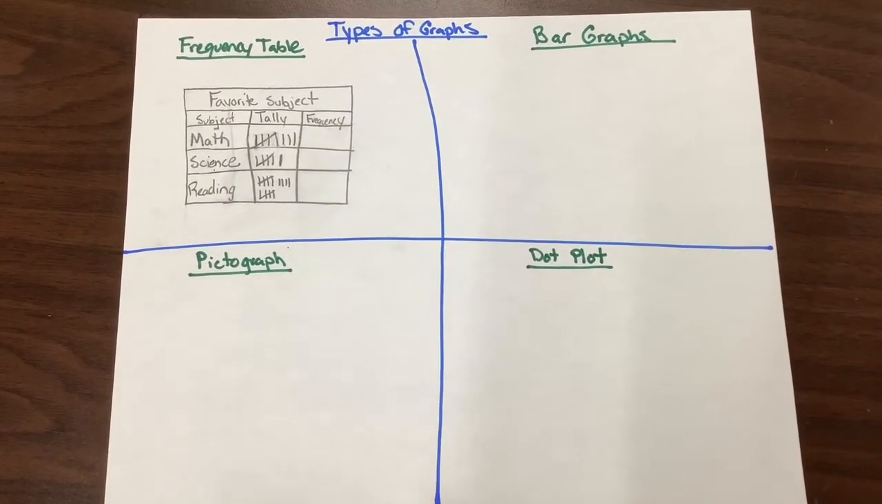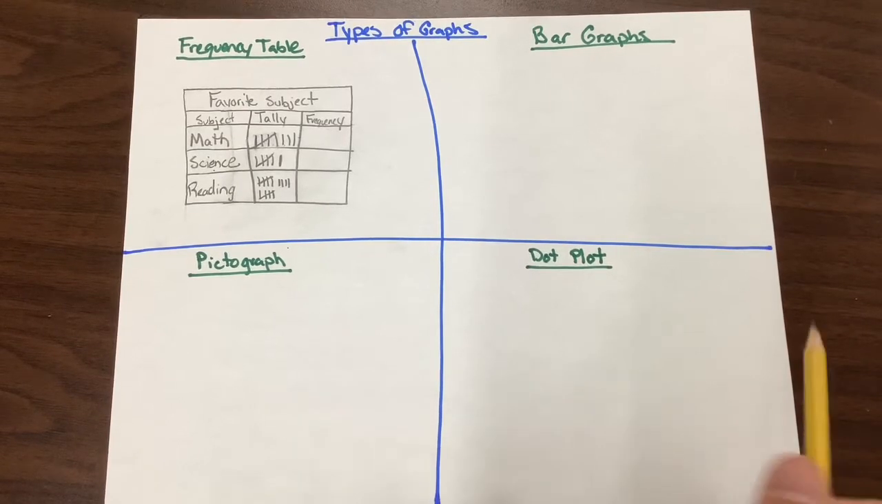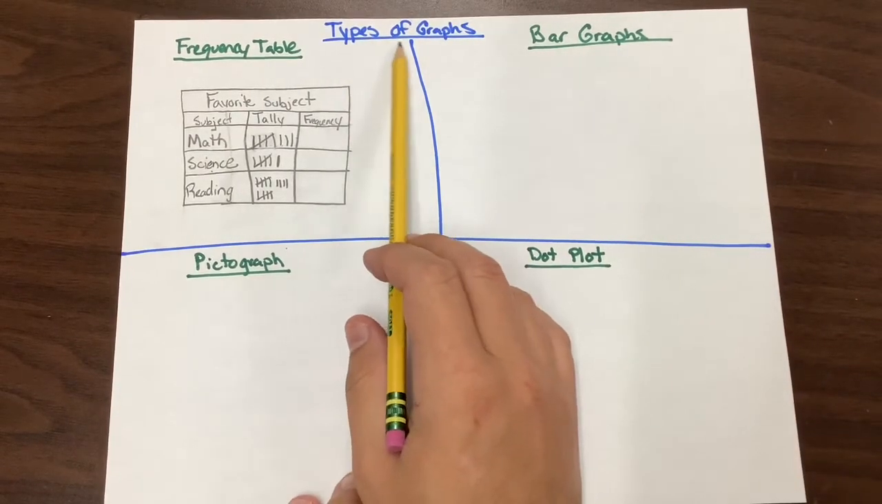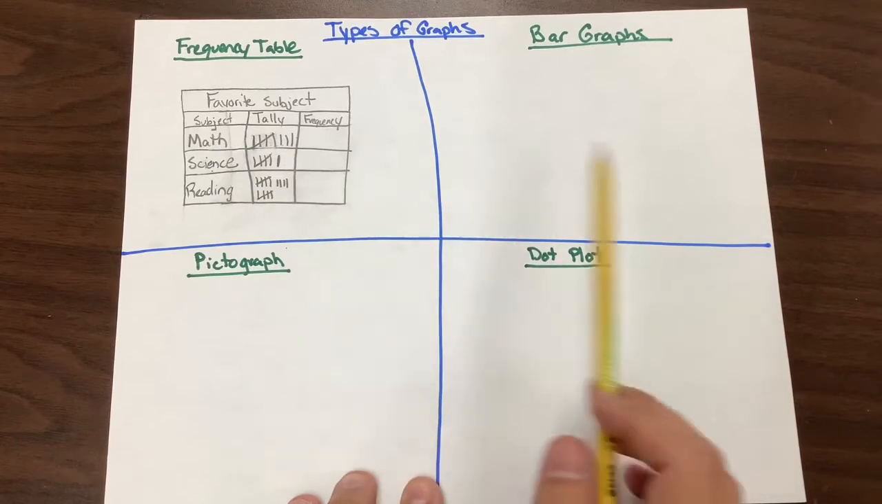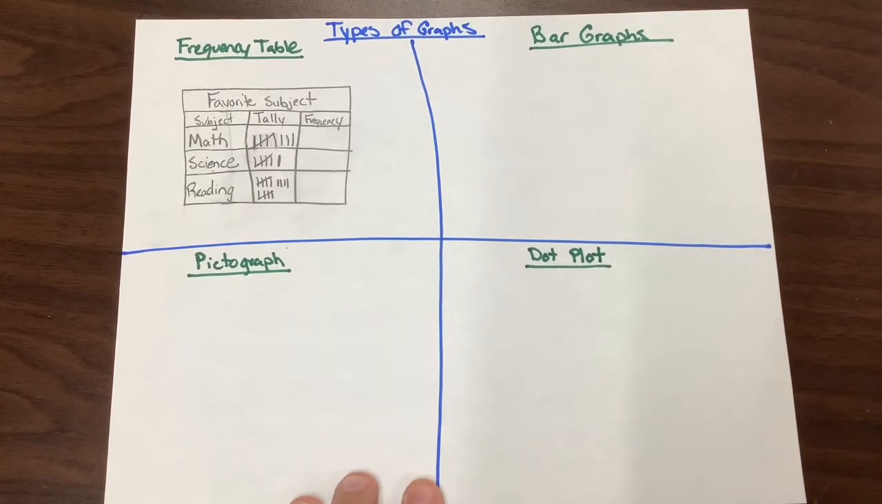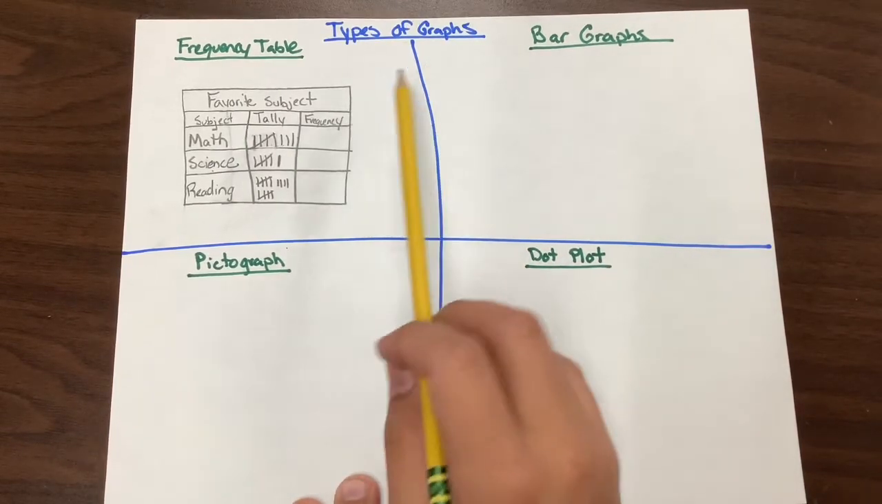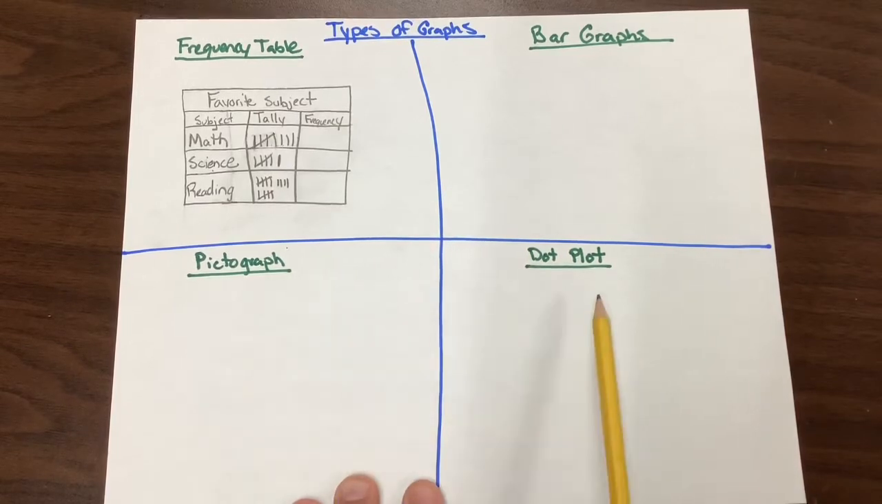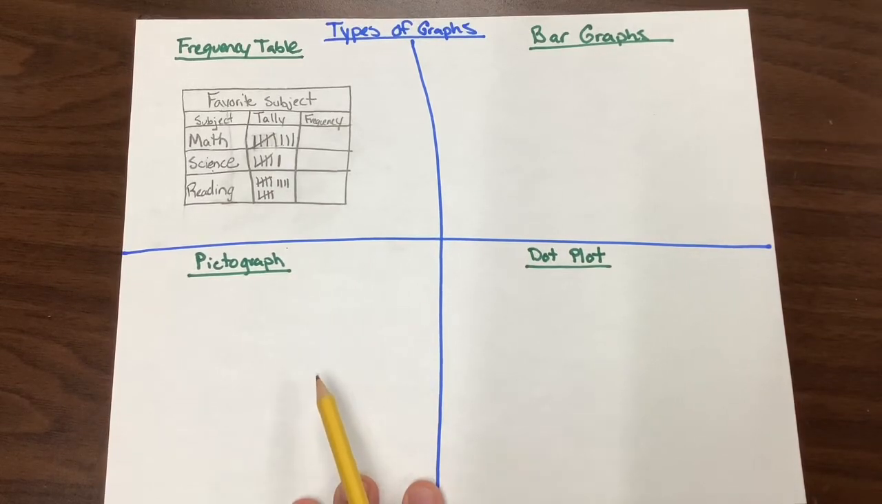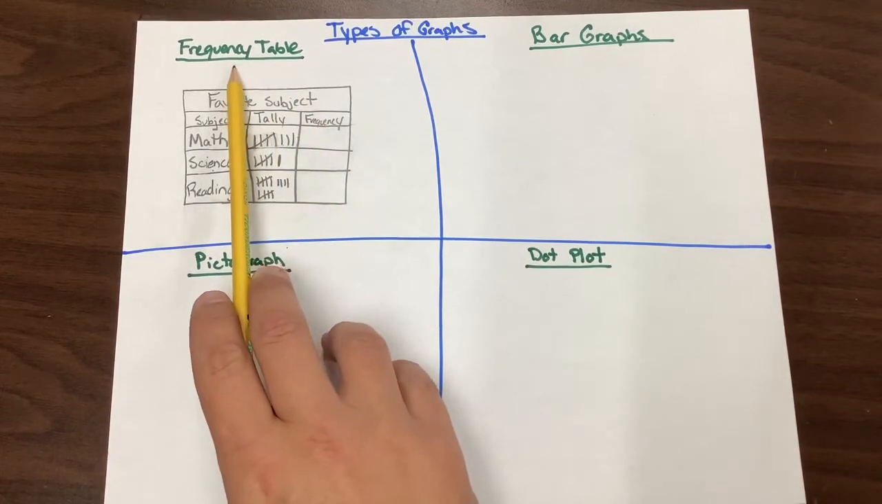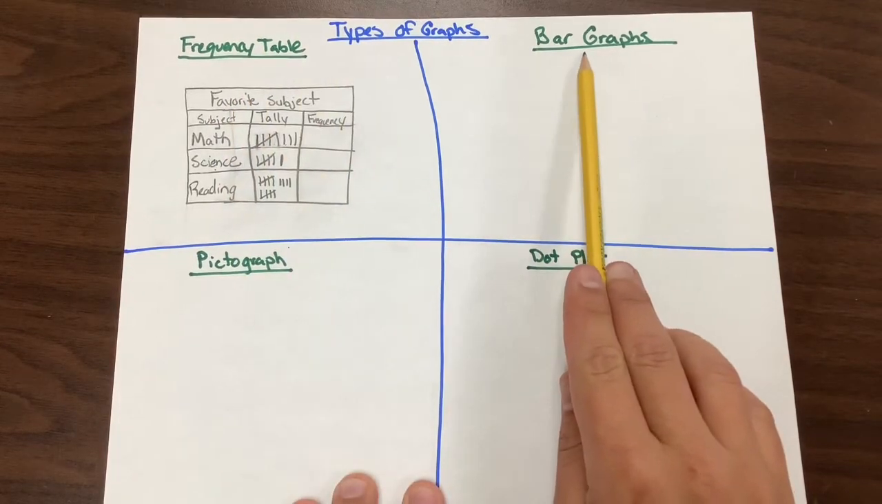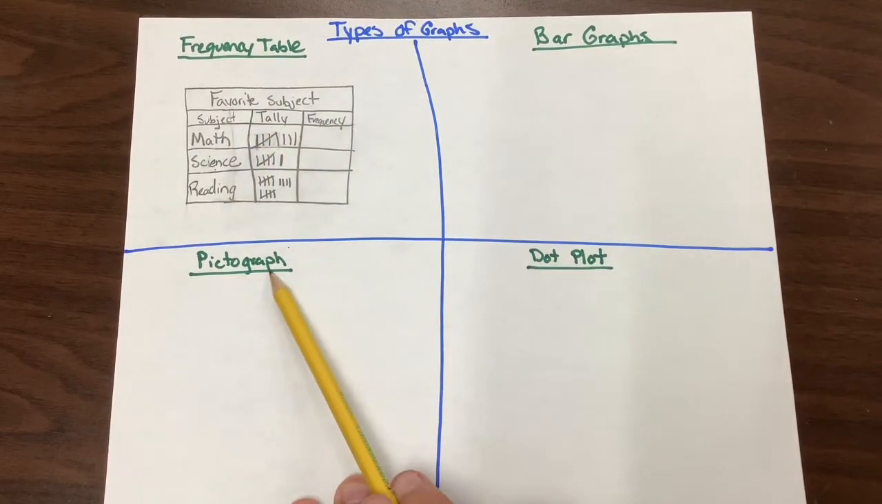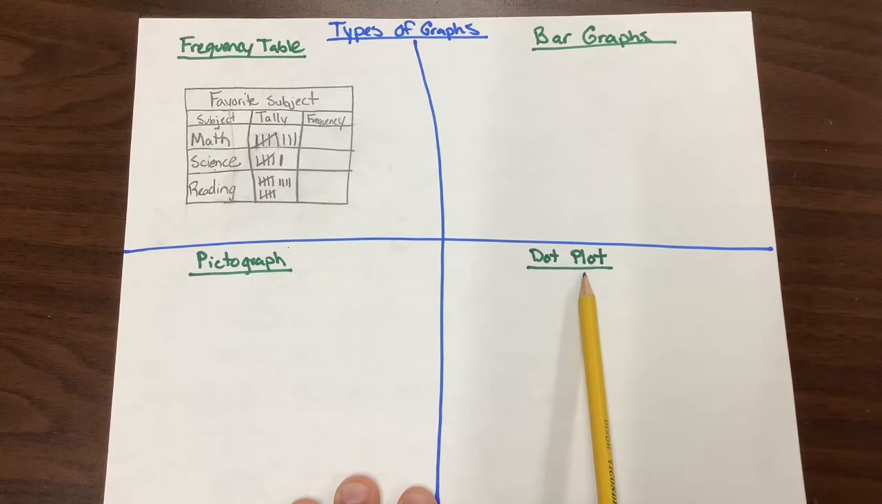This week, we're going to be learning about graphs, and we're going to be using these graphs to be able to answer some questions. So there are four types of graph that you're going to be using in third grade. There's a frequency table, bar graphs, pictographs, and dot plots.